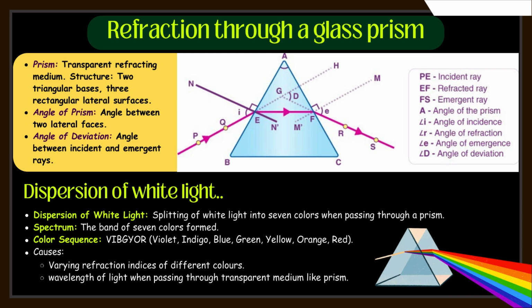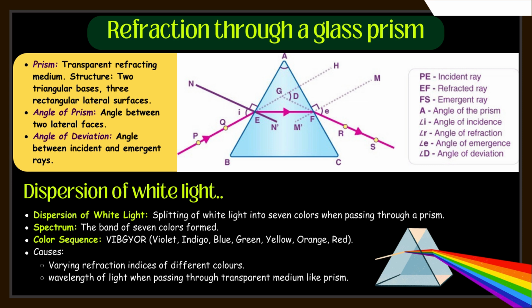Now, what exactly happens when light enters a prism? When a ray of light, called the incident ray, enters the prism, it slows down and bends towards the normal. This is the first refraction. Then, when the light exits the prism, it bends again, this time away from the normal, and this is the second refraction. The overall bending from the original direction is called the angle of deviation.